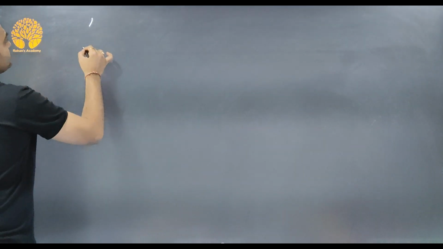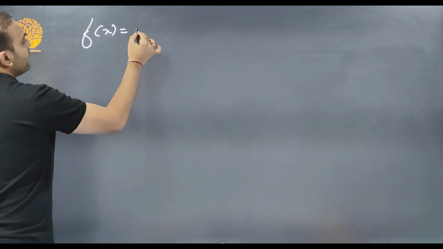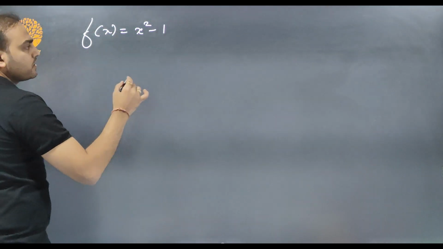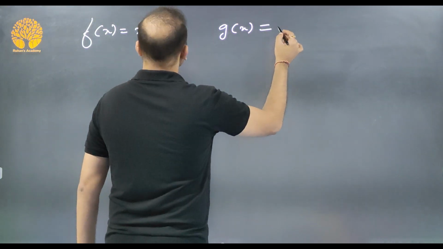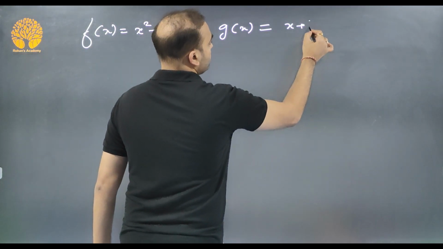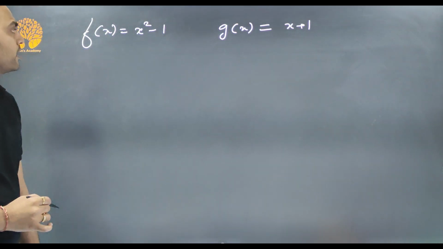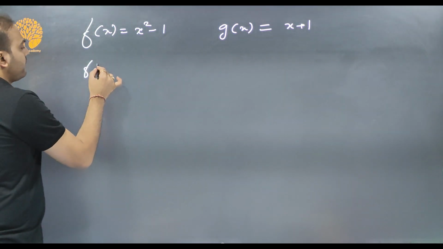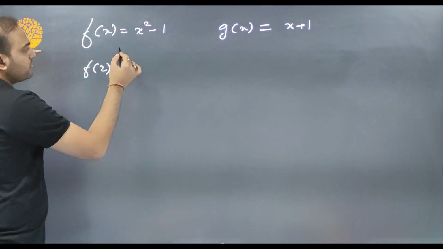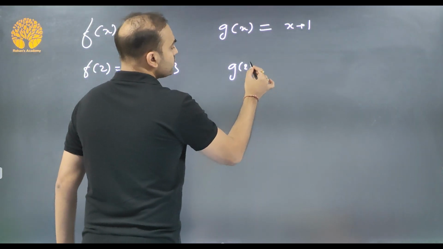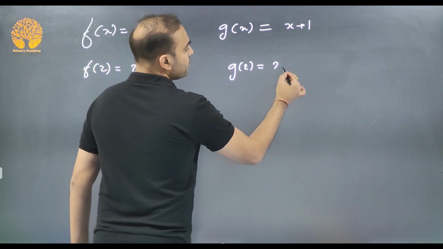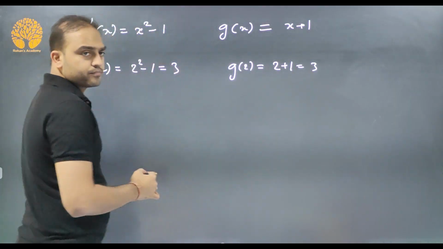Alright, so that is a single variable function, right? What if we have two different functions? What do we do then? Say again, we have f of x as x square minus 1, and we have another function called g of x, which is x plus 1. Now what is f of 2? 2 square minus 1, 3. What is g of 2? g of 2 will be 2 plus 1, which is 3 again.